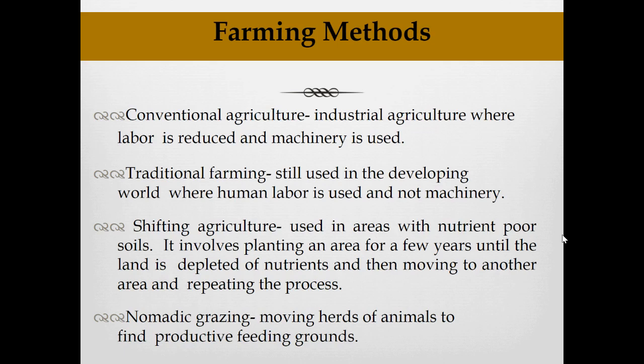We can also see what's called shifting agriculture. This is used in areas that have maybe nutrient poor soils. So this involves planting in an area for a couple years until the land's going to be depleted of its nutrients, and then moving on to another area and repeating the process over again. And then lastly, you have nomadic grazing. This is moving herds of animals to find productive feeding grounds.